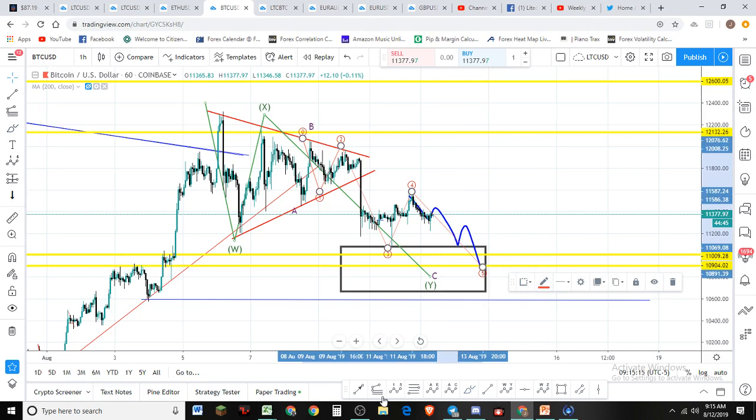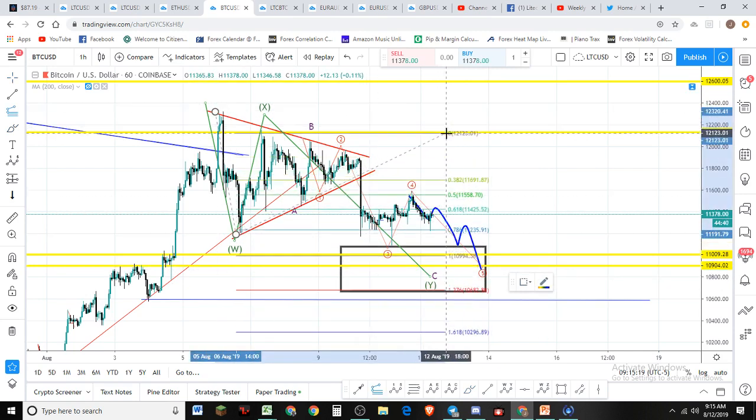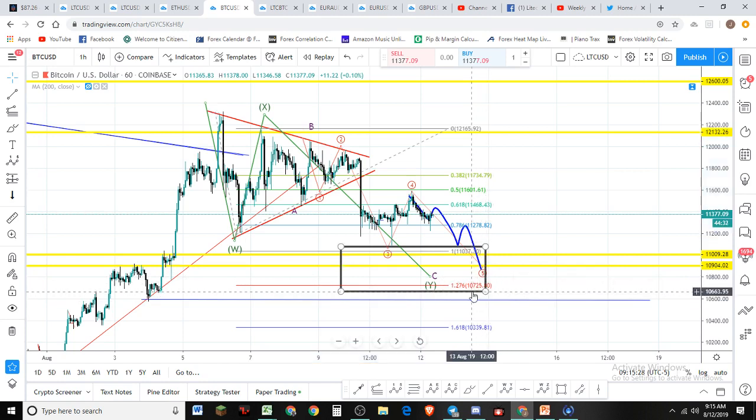What are the downside targets? Well, we've got 10,725 or 11,037. Those are the two targets that we're looking at. We're going to move this box over.